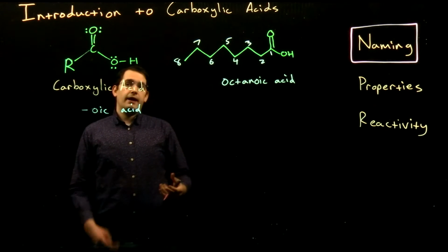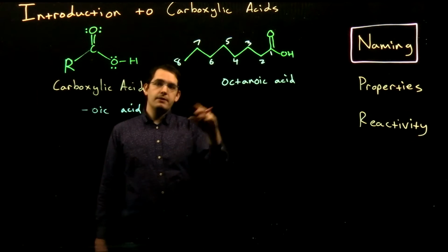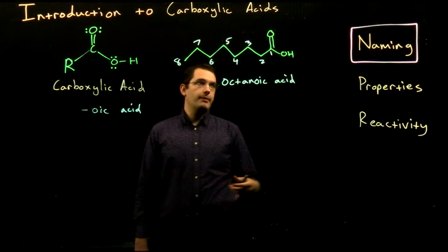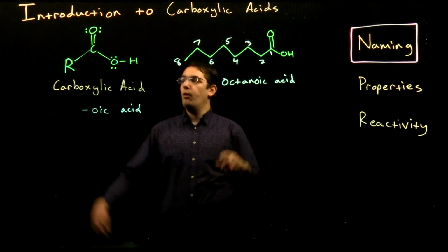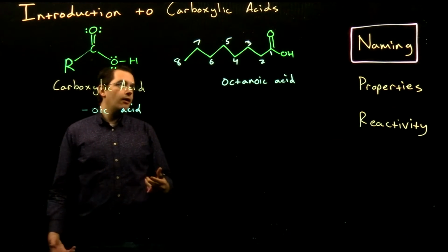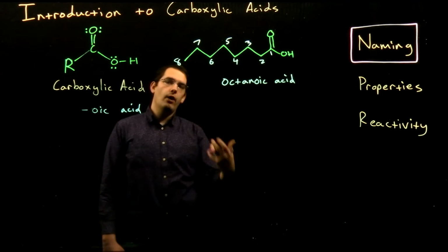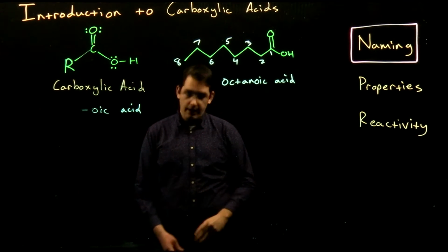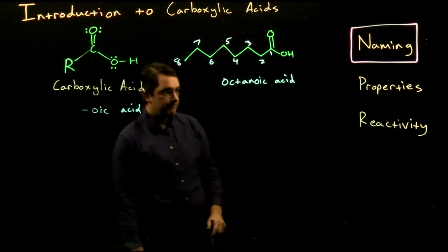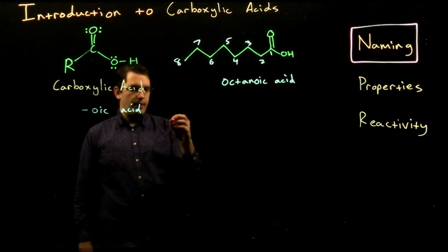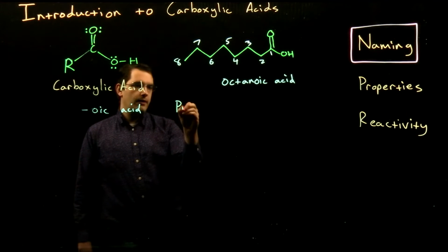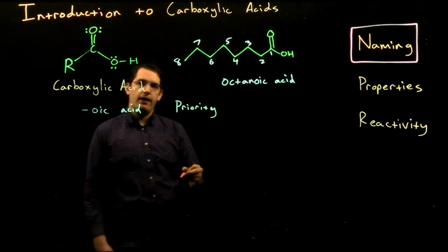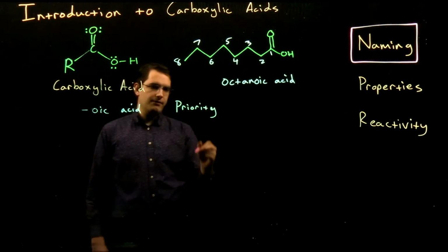For our carboxylic acid, we don't need any numbers here because our carboxylic acid is always going to be the first carbon, right? Since this carbon only has one bond to a carbon, it's always going to be at one end of our parent chain. So we don't have to worry about putting any number there in our name. In terms of our priority, the priority of our carboxylic acids is higher than all of our other functional groups that we've looked at so far.